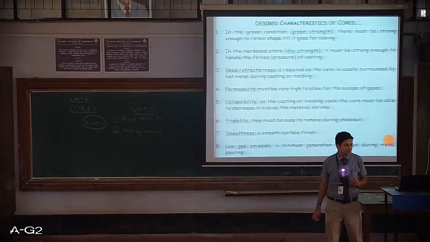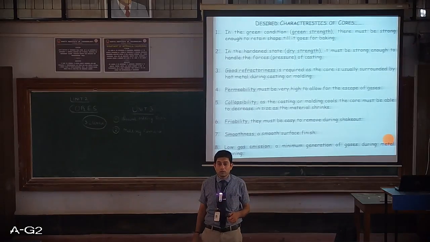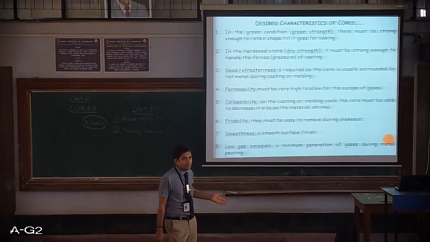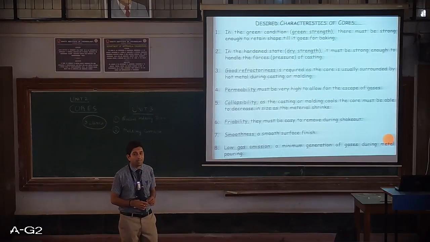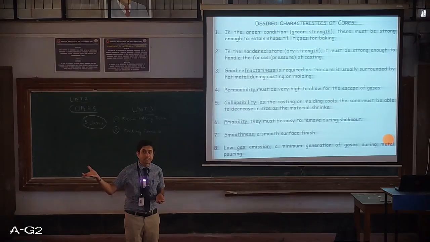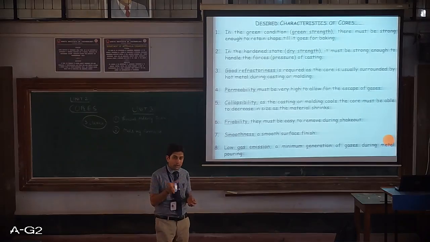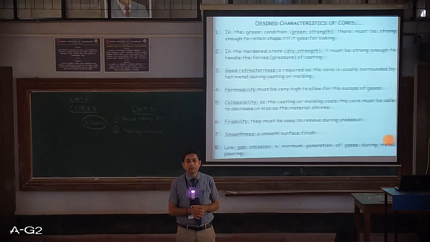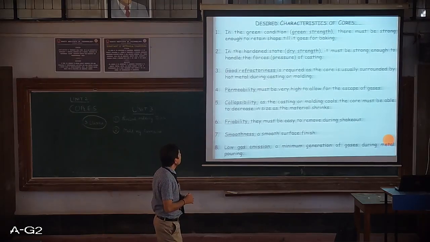What are the desired characteristics of the cores? What properties are the cores expected to have? That is what this slide is about. The first property that the core should have is very good green strength. Before the core is made, it has to be made in a core box, and when you are making it, it is expected that its green strength should be very high. Even when you bring that sand core and place it inside the mold cavity on the core print, its strength should be sufficient. That is the meaning behind it: in the green condition, it must be strong enough to retain its shape till it goes for baking.